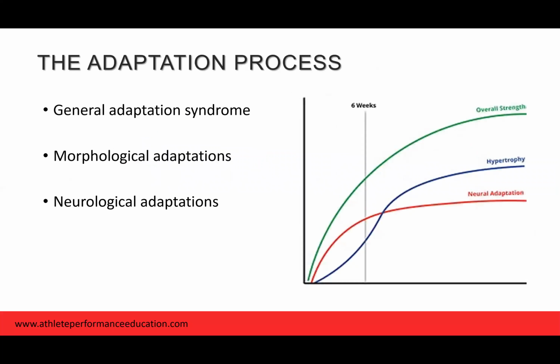The first principles I want to talk about are essentially adaptations. What's happening to the body on a physiological level. So we're going to tick off what is general adaptations, what is the concept of that, and then we're going to go into morphological and neurological adaptations.